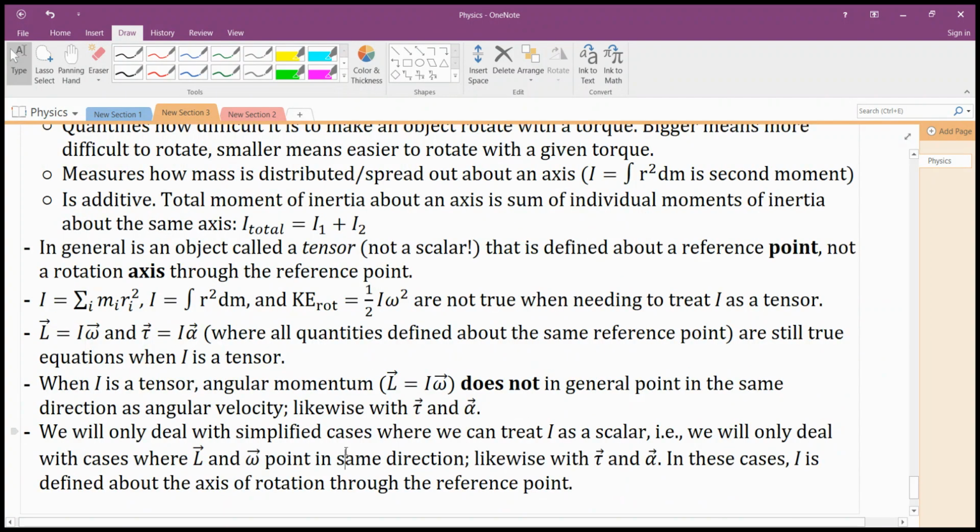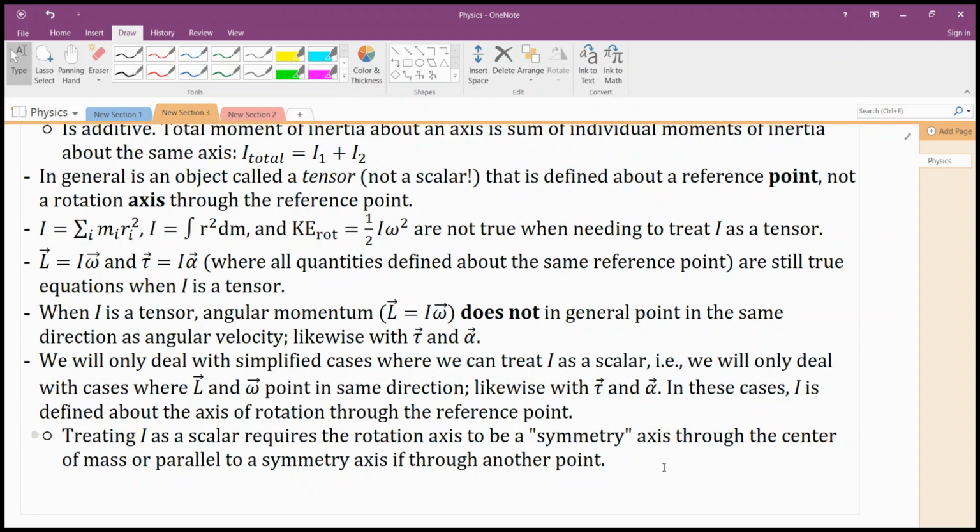In this course, though, we will only deal with simplified cases where we can treat moment of inertia as a scalar rather than as the full tensor quantity. So we'll only be dealing with cases where angular momentum and angular velocity point in the same direction, and likewise when torque and angular acceleration point in the same direction. In this case, the moment of inertia as a scalar is not defined about a reference point, but rather about an axis of rotation through the reference point. So you need to calculate the moment of inertia about the axis of rotation. You can't just treat moment of inertia as a scalar, though, without some condition.